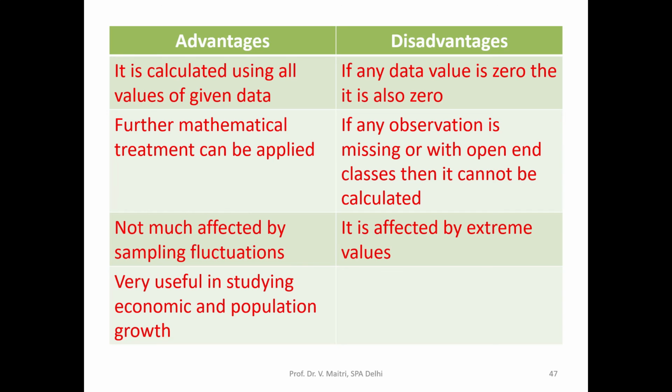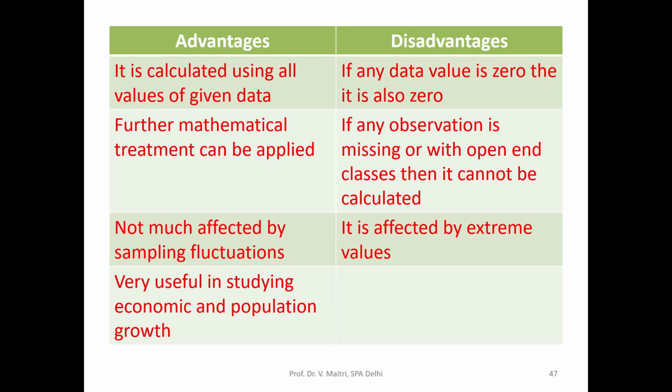So what are the advantages and disadvantages of this? In geometric mean, it is calculated using all the values of the given data. The second advantage, further mathematical treatment can be applied. Third, it is not much affected by sampling fluctuation, because you see here the values are increasing in very high proportions, and it is very useful in studying economic and population growth.